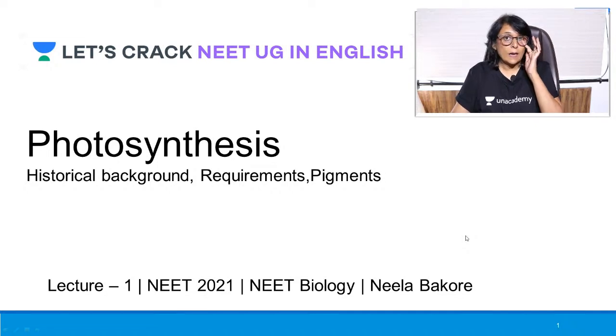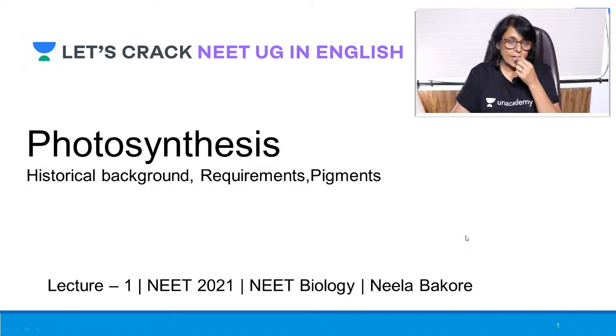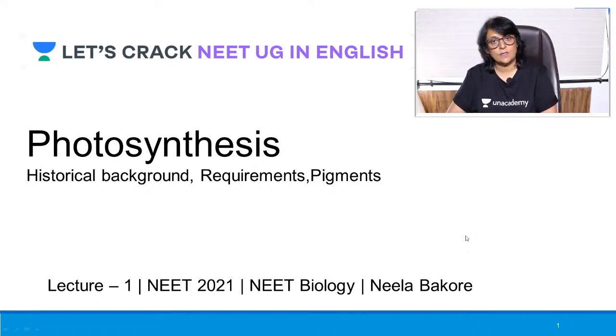So up till now what we finished was the cell cycle, cell division part. So that was one chapter, and we had a quiz also, like the answers. And then I told you to go over the NCERT book to answer few of the questions. So I'm sure you have done that. Now we are starting another chapter, and that is photosynthesis. It is from plant physiology.